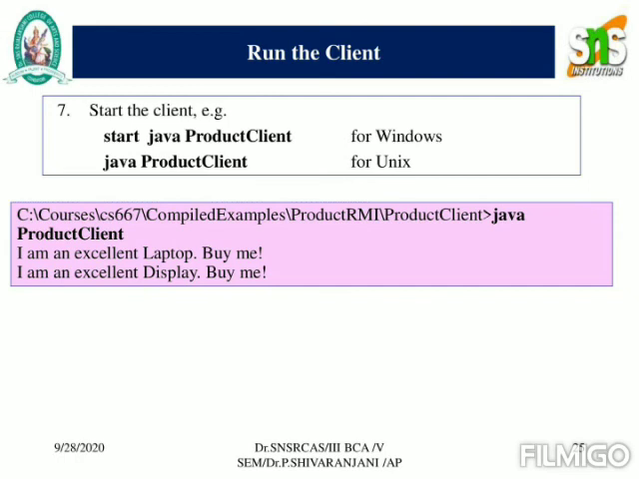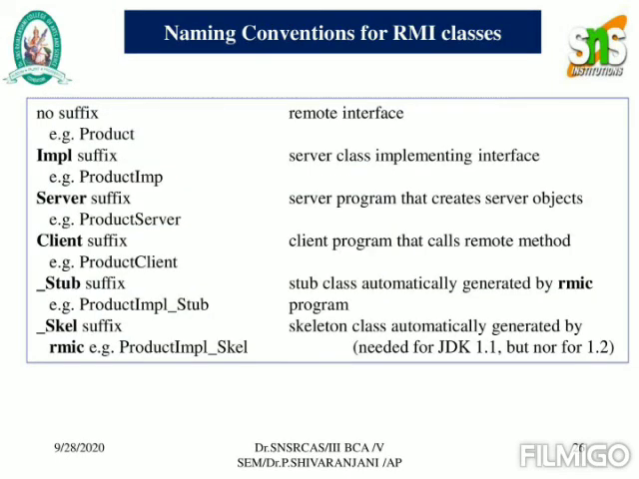So the next one is the naming conventions of your RMI classes. Here you have the suffix Impl. This is the server class implementing the interface. Next one is the Server suffix. This is the server program that creates a server object. Next one is the Client suffix. This is the client program that calls the remote method. The next one is the _Stub suffix. This is the stub class automatically generated by the rmic program. Next one is the _Skel suffix. This is the skeleton class automatically generated by the particular program.